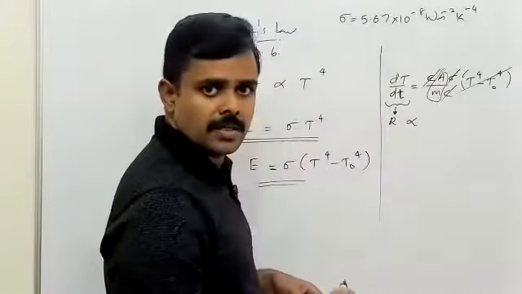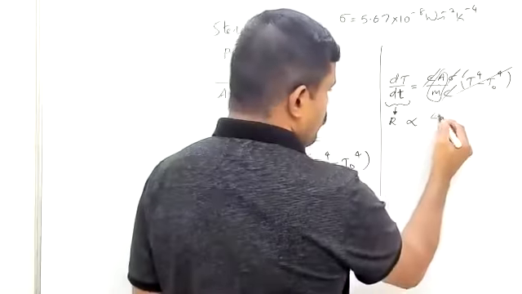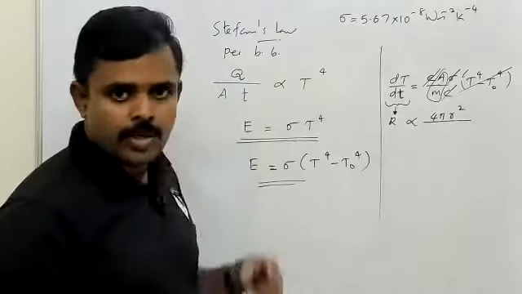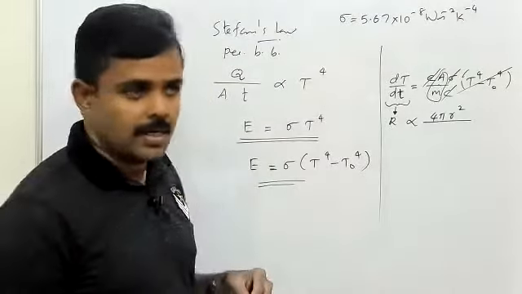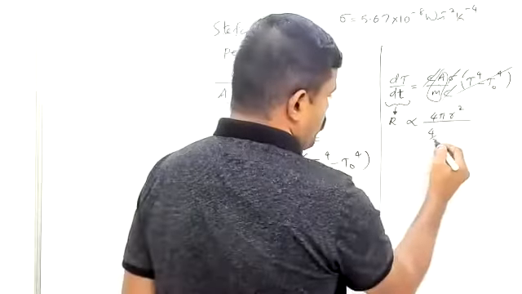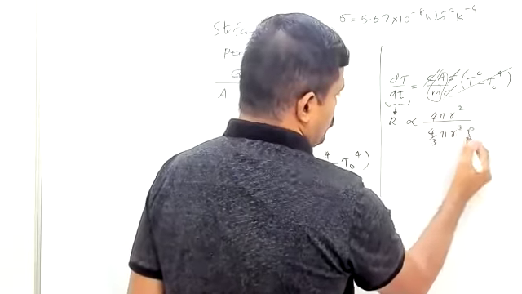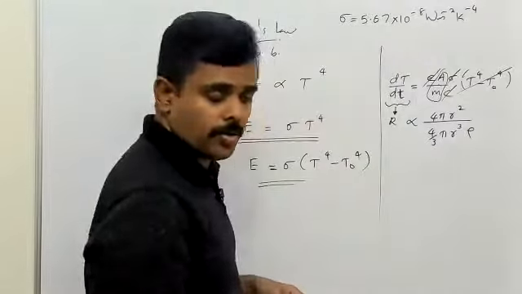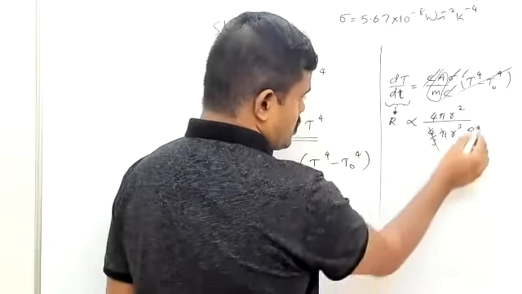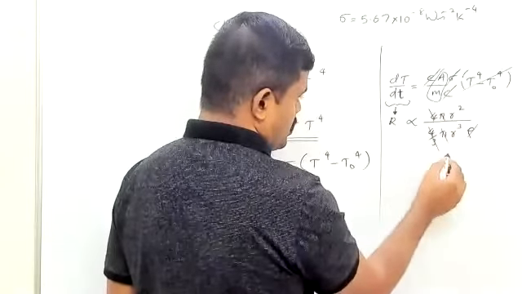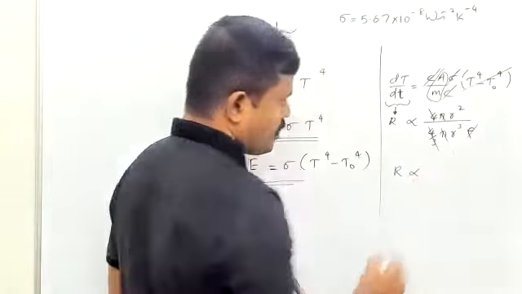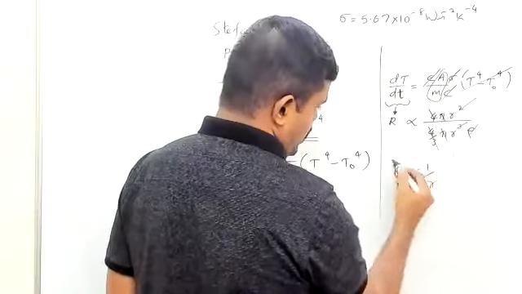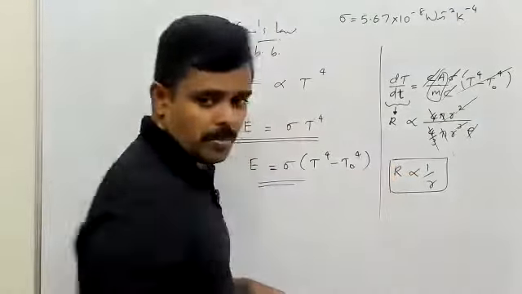A is what? Area is 4 pi r square for a spherical body. In the previous IIT-JEE question, a sphere was asked. And mass is what? 4 by 3 pi r cube rho. Volume into density. 4 by 3 constant, pi constant, rho constant. Then you get rate of cooling is proportional to r square and r cube, which is 1 by r. You just need to know this. R is proportional to 1 by r.